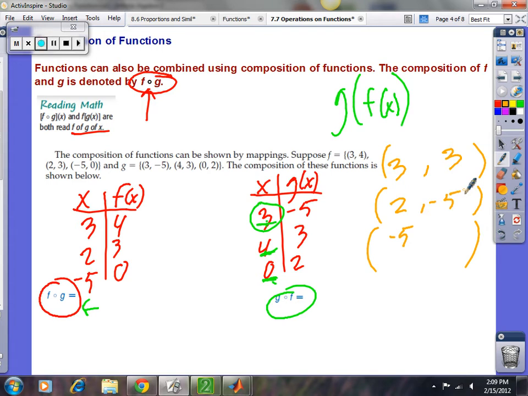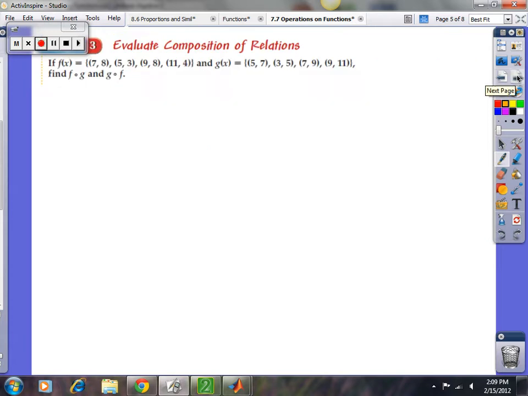Now what about negative 5? 2. Good. Negative 5 gives you 0. 0 gives you 2. Try these ones on your own.